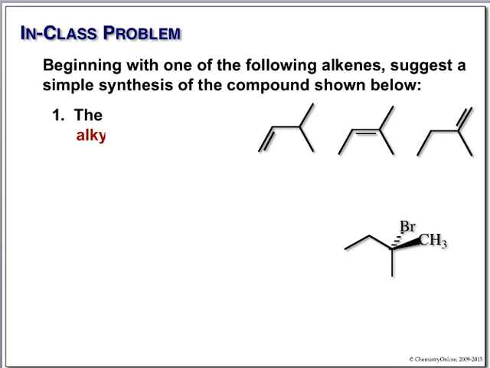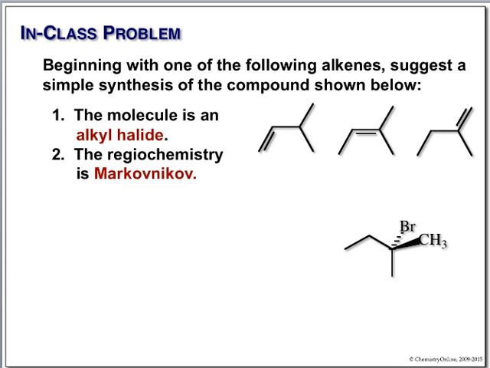What kind of compound is it? Well, it's an alkyl halide. We know how to make Markovnikov and anti-Markovnikov. Which one is it? Well, the bromine is on the tertiary carbon, so it is Markovnikov regiochemistry.